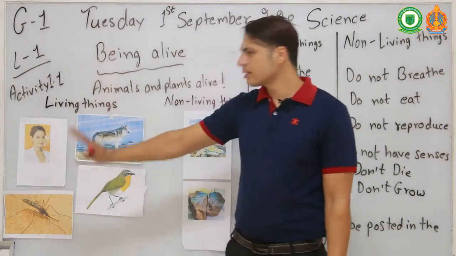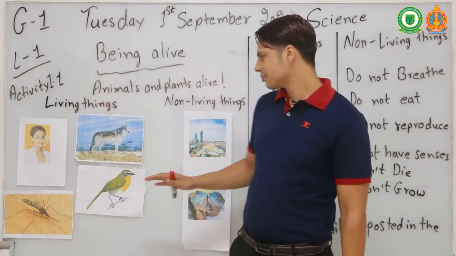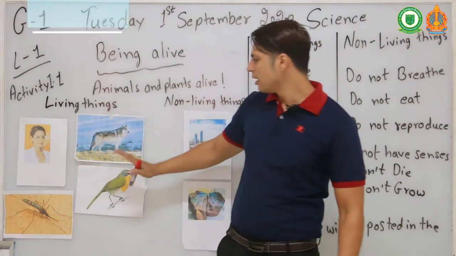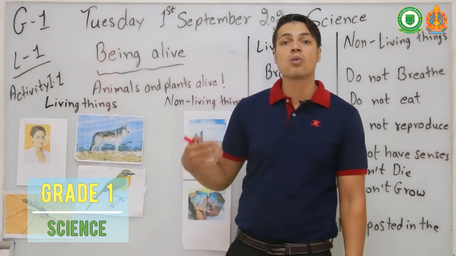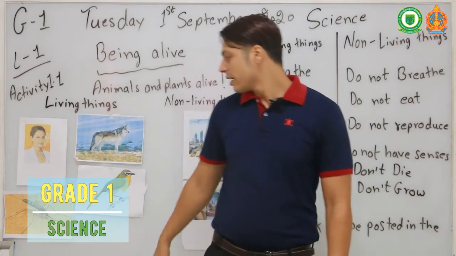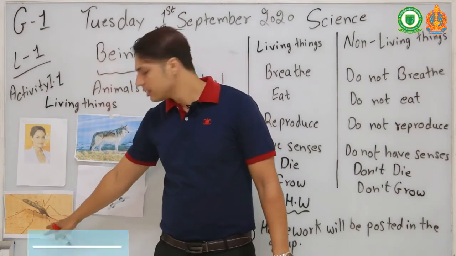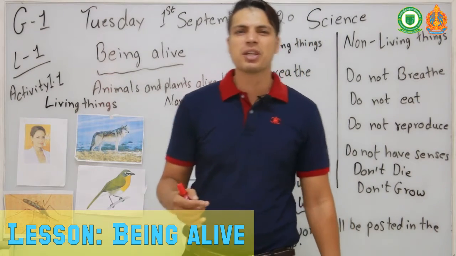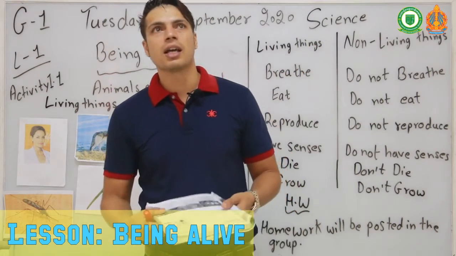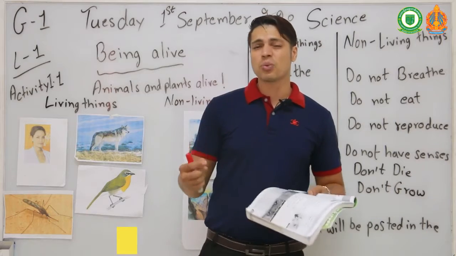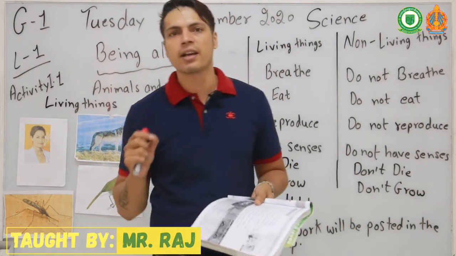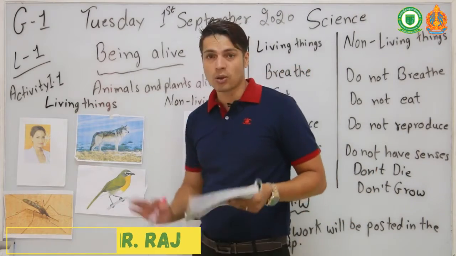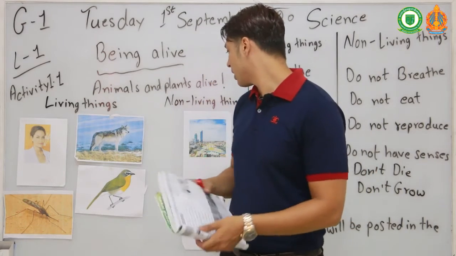Living things are alive, okay? Living things like human beings. Animals, like cow, horse, cat. Even insects are also living things. Insects like mosquitoes, and some insects we cannot see with naked eyes, they are also living things, okay? Birds, all the birds are living things, okay?